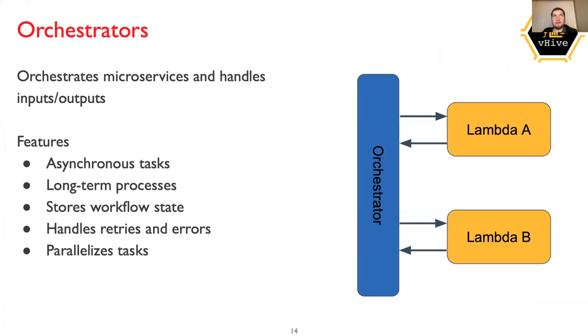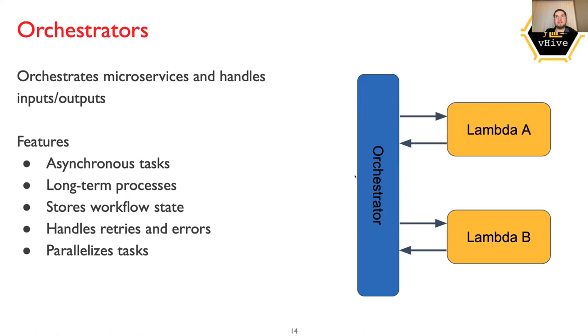And finally, there is a third type of connectors called orchestrators. Orchestrators basically handle inputs and outputs, and they keep state within themselves and call different services. For example, in this case, it would first call Lambda A, get the response, and then use it to call Lambda B. It's best for working with asynchronous tasks. For example, it can handle tasks which run a very long time. It has information about workflow state within it.